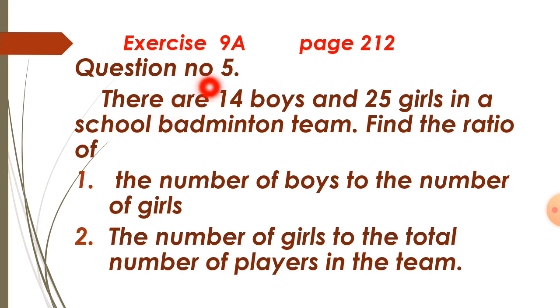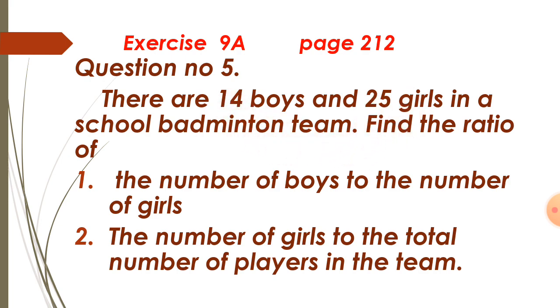Question number 5 is a word problem. You can use ratio in real life applications as well. It's exercise 9A, page number 212. There are 14 boys and 25 girls in a school badminton team. Find the ratio of the number of the boys to the number of the girls, part 1. It is boys, it is girls. So the answer is 14 ratio 25.